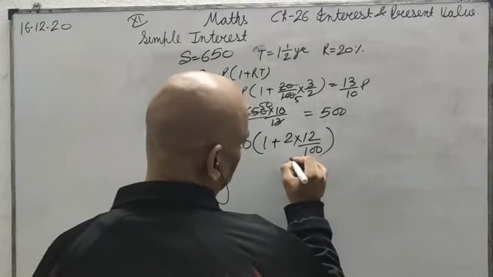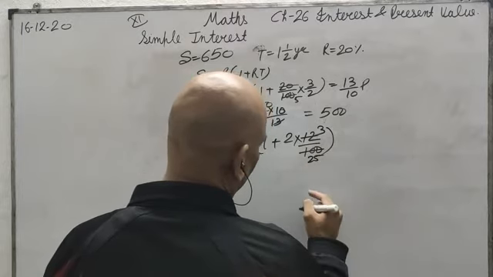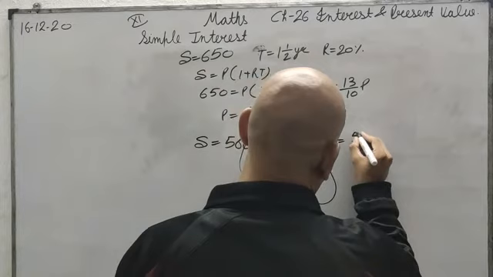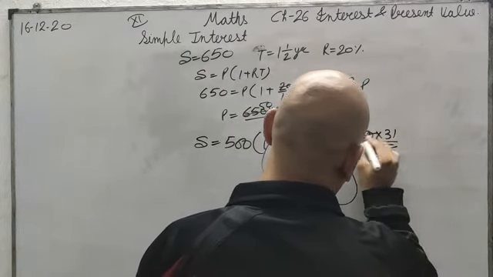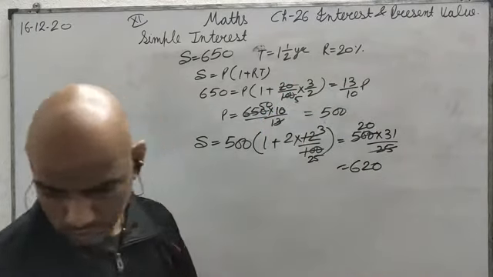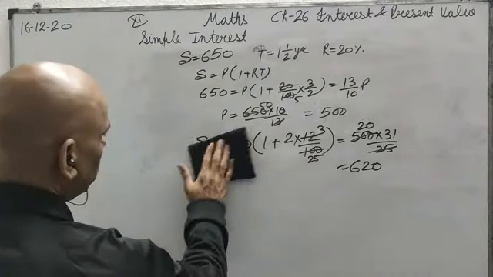So what should I do? 4 threes are 12, 4 twenty-fives are 100, and 25 and 6 is 31. 500 into 31 upon 25, 25 cancels. The amount will be 620 rupees after 2 years. Let's have a look at the last question.